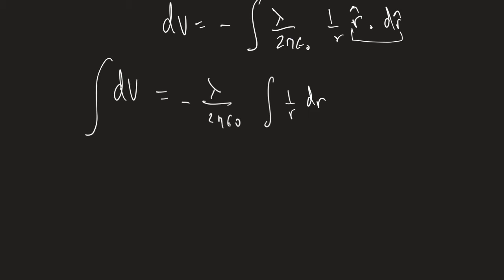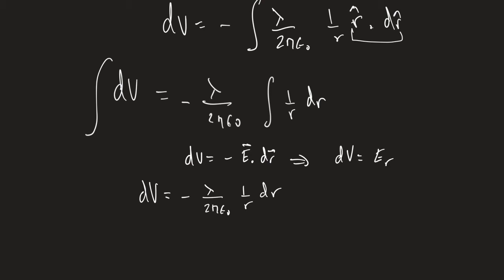So now maybe we do it like this. Maybe we do it better like this. We have this equation, dV is minus E scalar dr. And this equation has led us to the change in potential is minus E, that is lambda divided by 2 pi epsilon 0, 1 over r by dr. So what I will do, maybe I will do like this. dV is Er dr. This is minus Er dr.